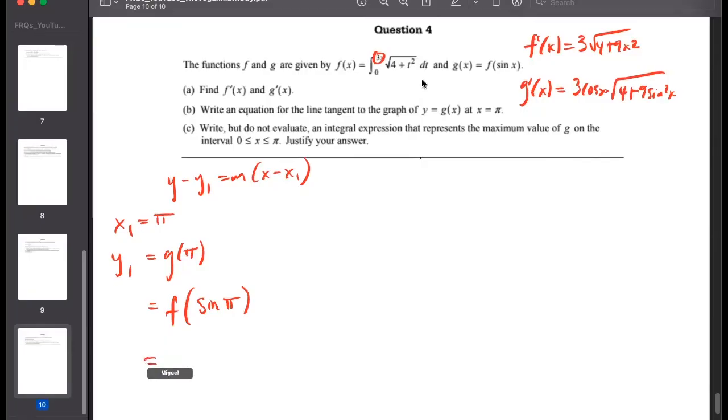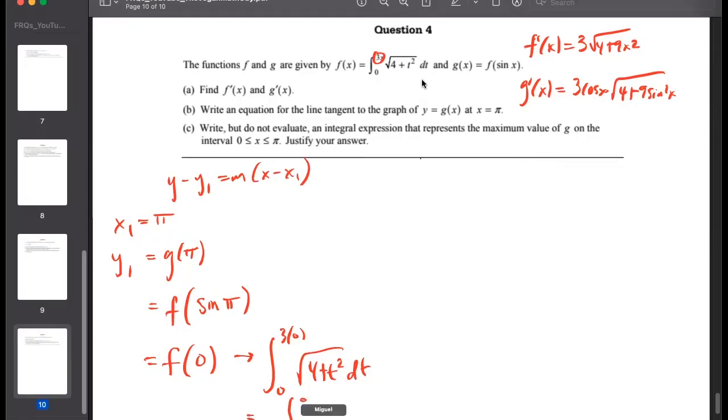But before we do that, sine of pi is equal to 0. So really what this is equal to is the integral from 0 to 3 times 0 of root 4 plus t squared dt. Take a look at that. This is the integral from 0 to 0 of root 4 plus t squared dt. So we know the integral from 0 to 0 is just 0. All that work just to find that our y1 is 0.